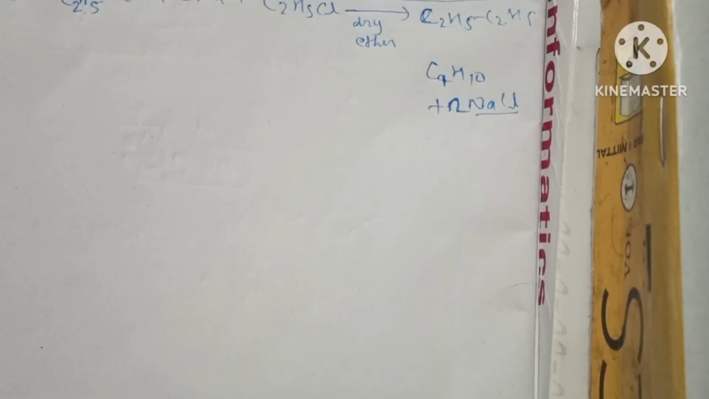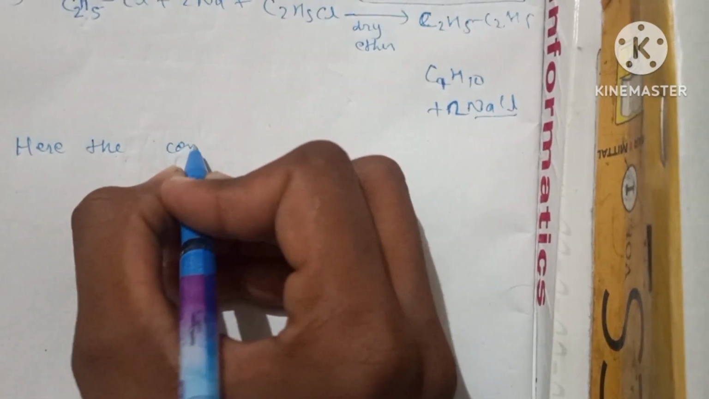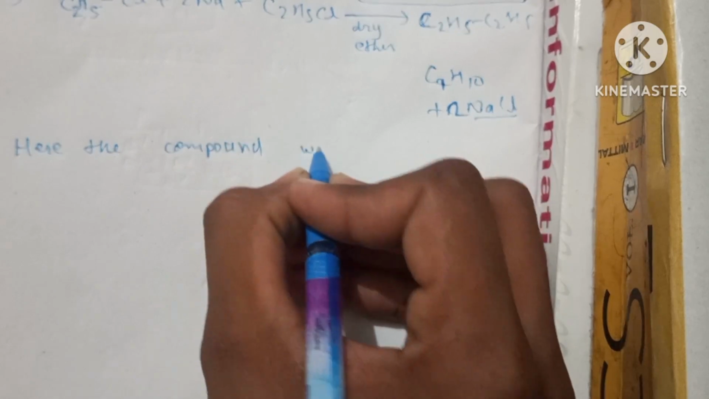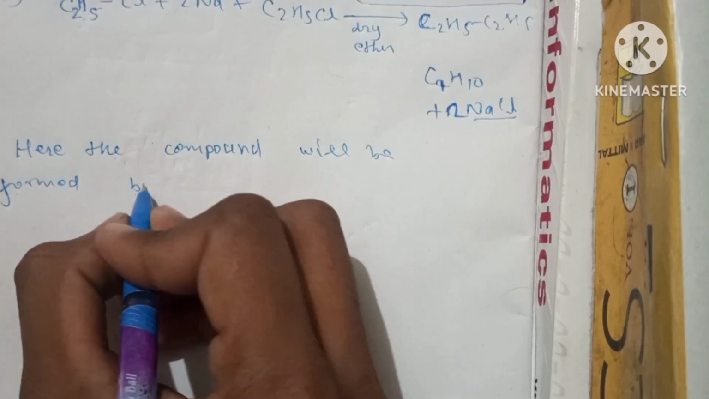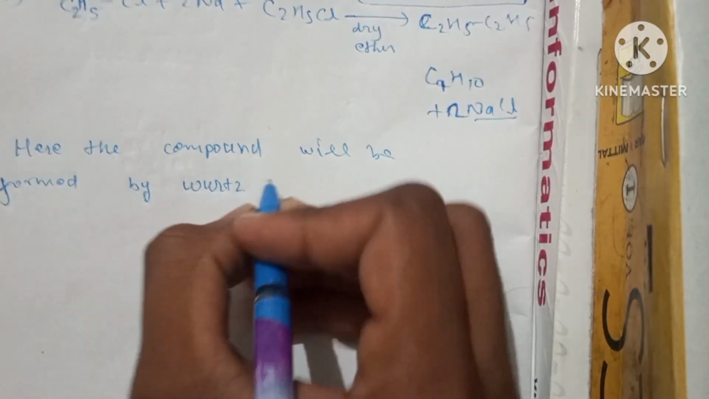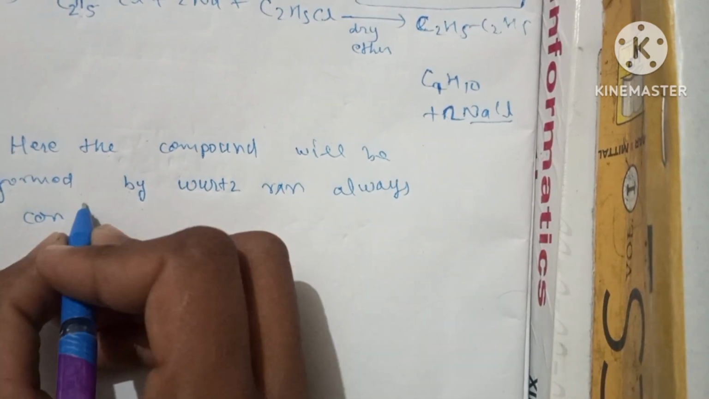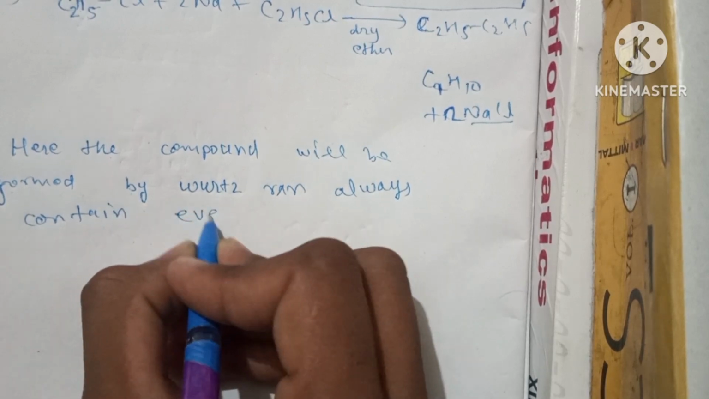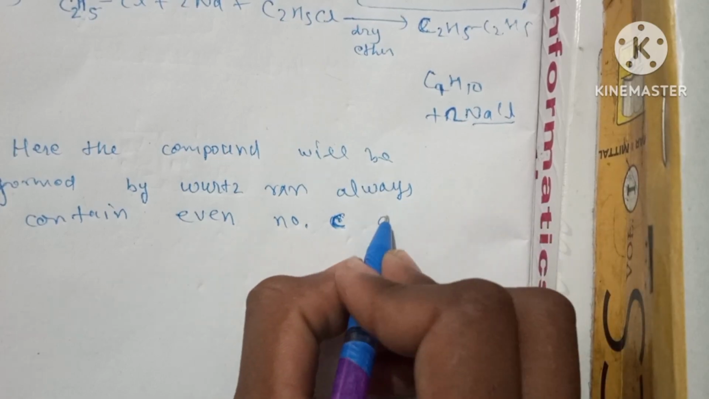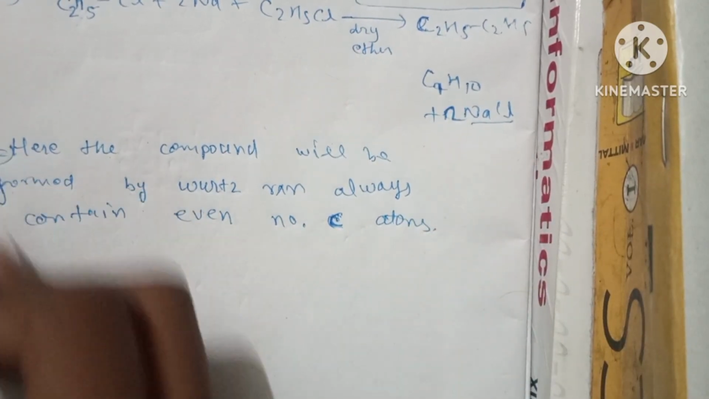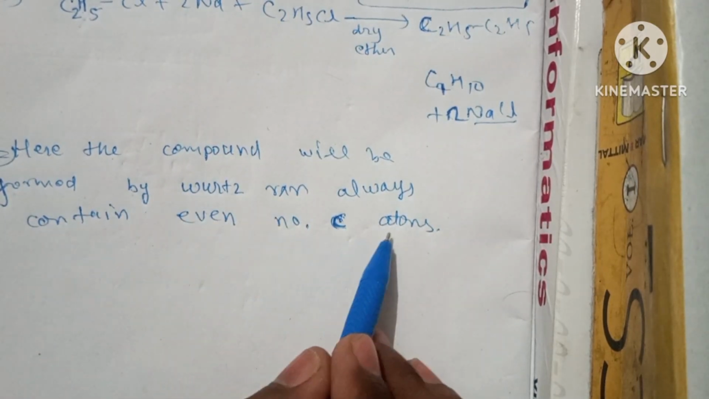And here the compound formed by the Wurtz reaction always contains an even number of carbon atoms. Here the compound formed by the Wurtz reaction always contains an even number of carbon atoms.